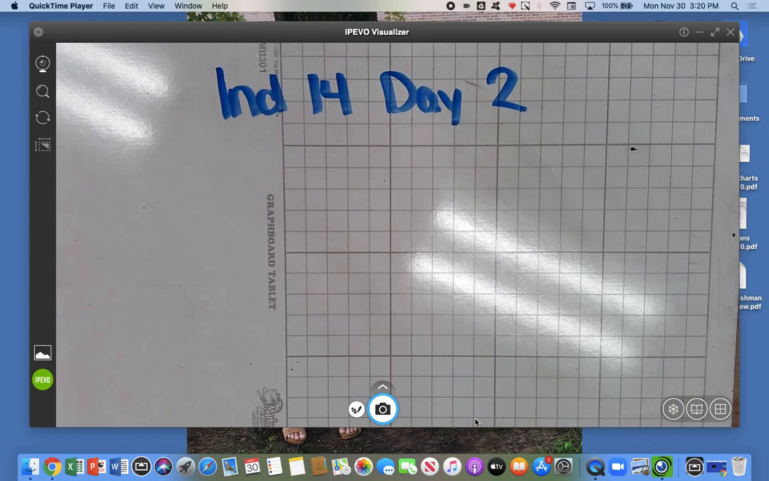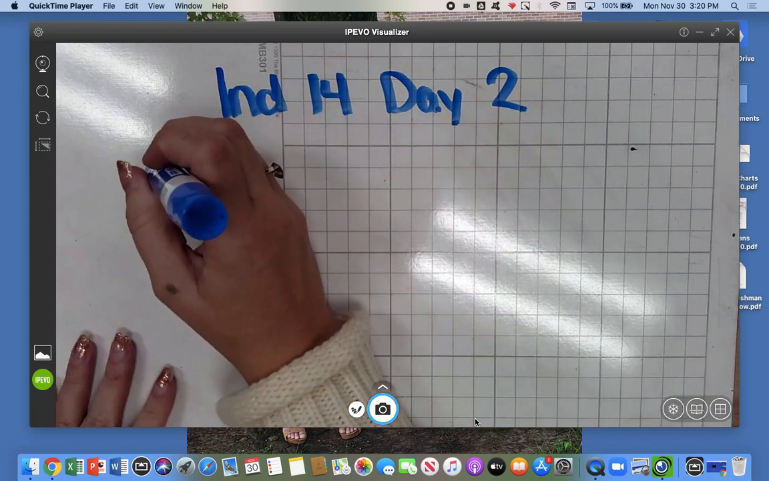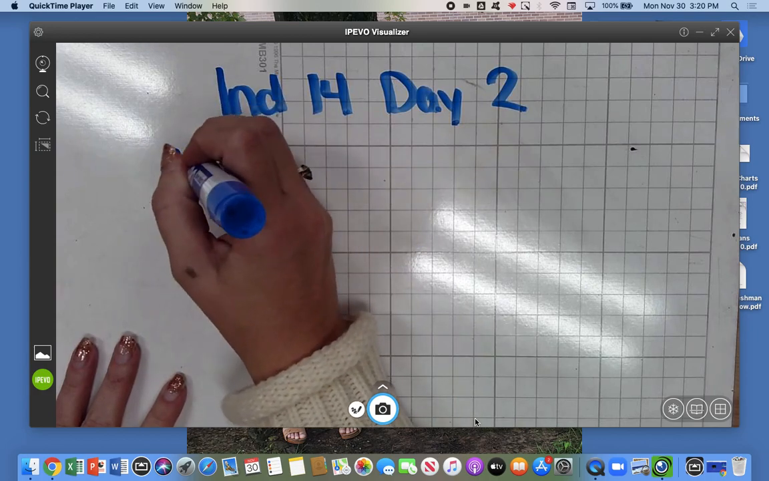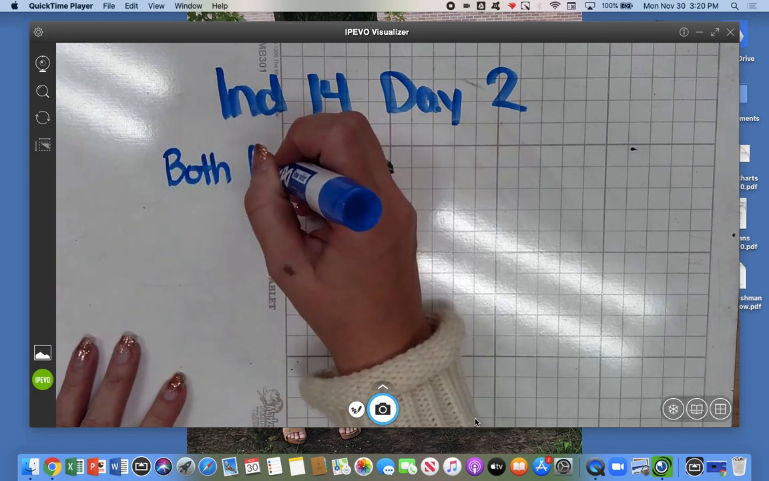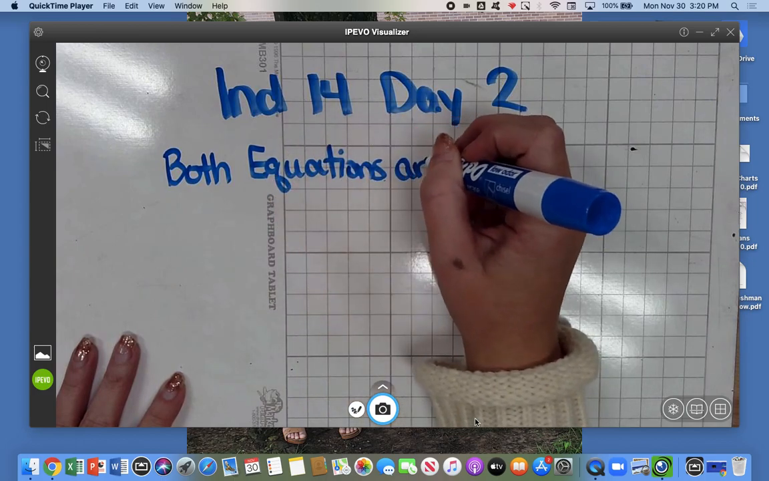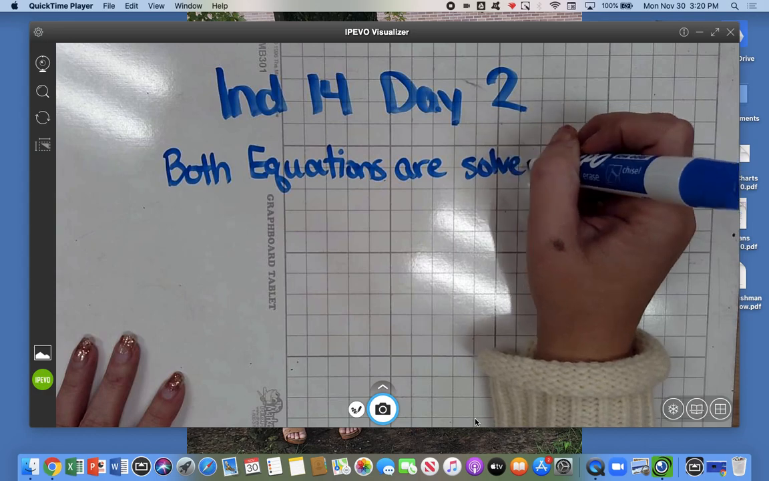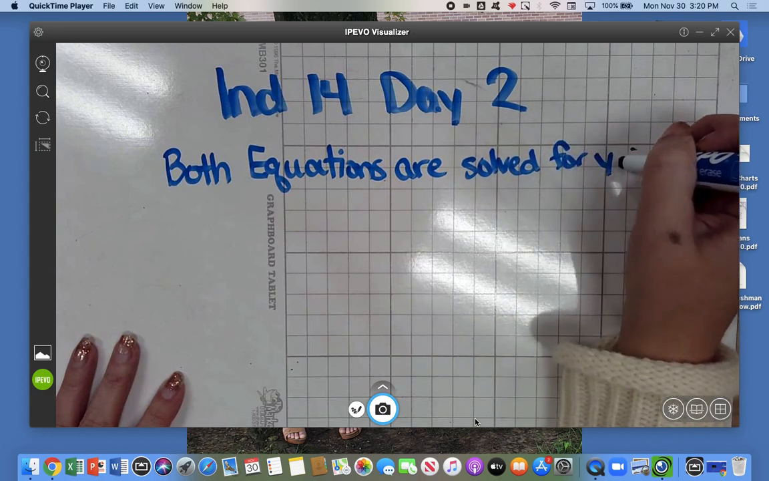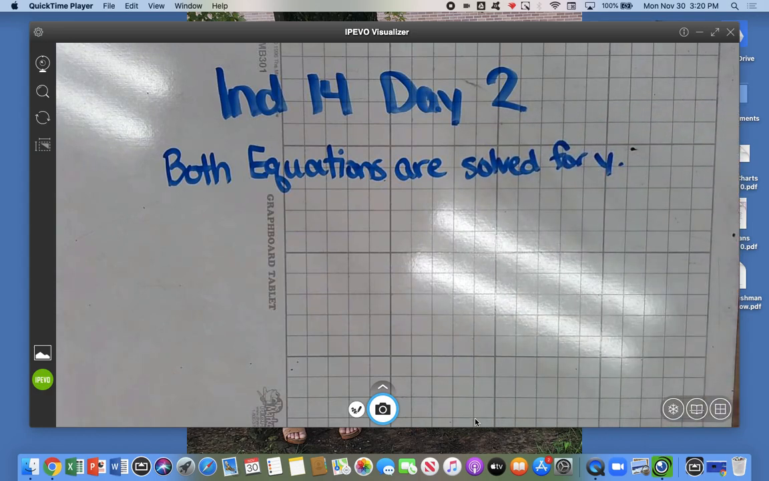So the first one I want to talk about is whenever both equations are solved for y. So this is like whenever you have them both in slope-intercept form. And I would highly recommend you guys adding these to your notes from yesterday. So you should have a total of what we did, 4 in class. And so this will add 5, 6, 7. So you'll have 7 examples to use.